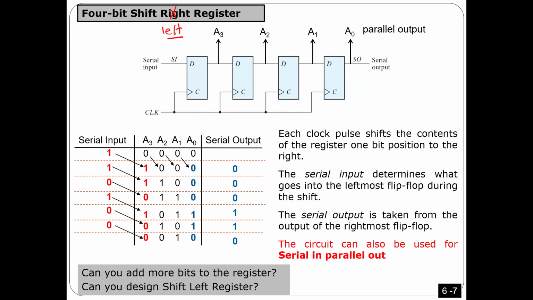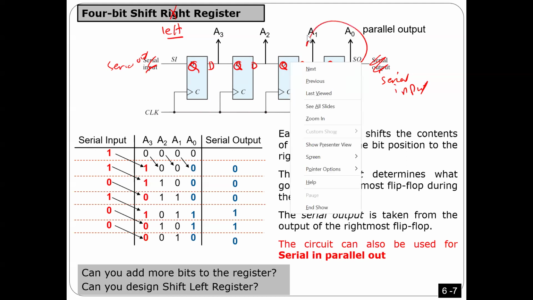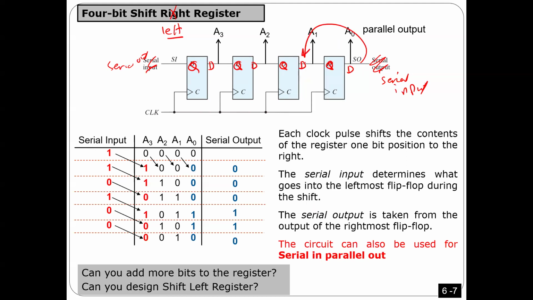Yeah, just flip everyone. So that means this one should be serial input because I'm going to input from here. This one should be serial output. This one should be D and this is Q. D, Q, D, Q, D, and this one is Q. This way, whatever I have at D will come to Q.